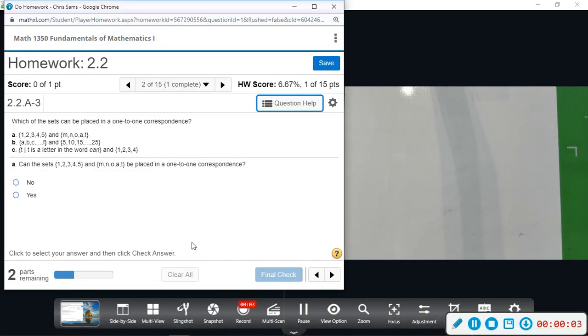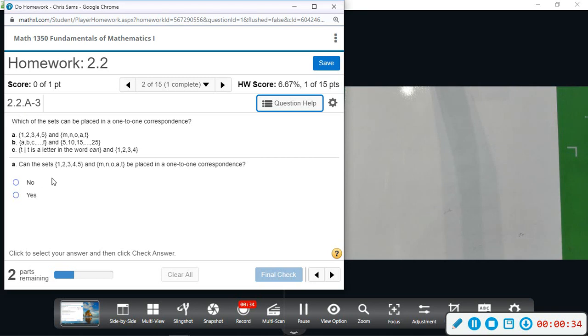All right, number two, we want to know which of these sets can be placed in a one-to-one correspondence, which means you want to be looking at two different sets and they need to have the same number of elements. If they have the same number of elements, then we can pair them up, one from one set and one from the other set, so that all of them are paired. So that's what one-to-one means.